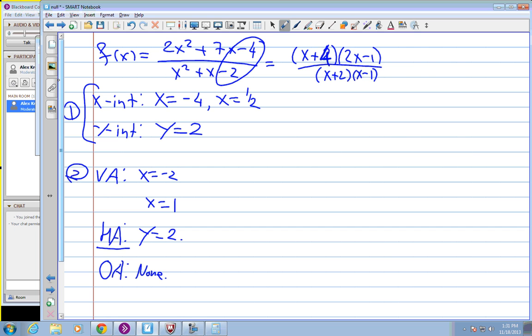But the oblique happens only when the numerator is greater by 1, and the way we find it, we actually divide top by the bottom, and we take the quotient. So it's always going to come out linear. All right.